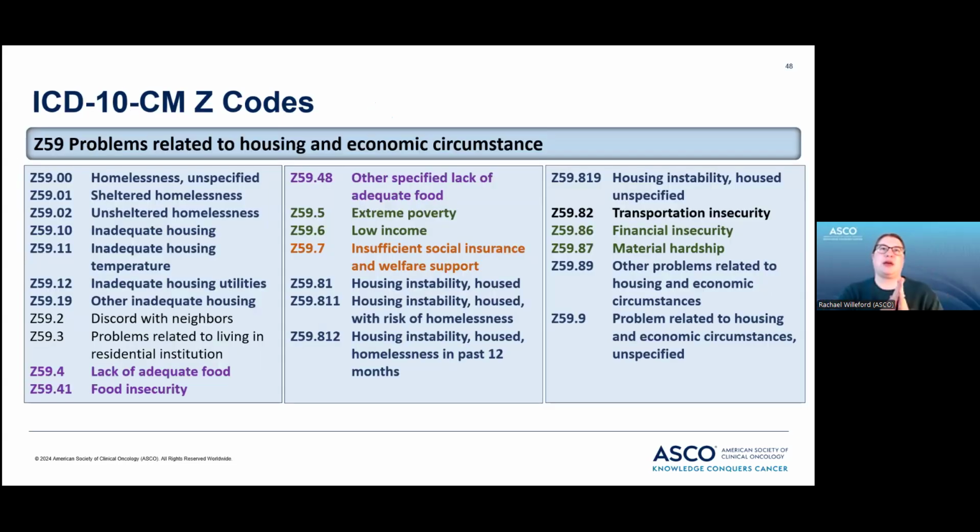To illustrate that point, I'm highlighting section Z59 here, problems related to housing and economic circumstances. This section demonstrates not only a lack of, but a multiplicity of codes, where we have very specific codes and then kind of more ambiguous codes. As you can see here, there are a number of codes that address housing and specific issues with housing. But also on here, you only see one code for transportation insecurity. So while you can get really specific as to how housing is affecting a patient, when we see a patient who's being affected by transportation, that's all we can say.